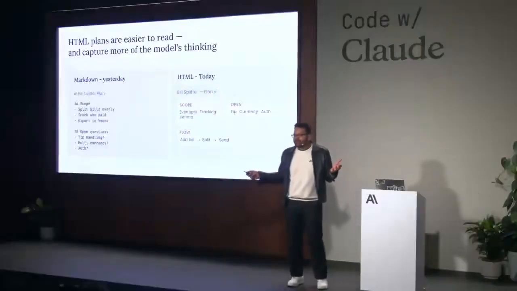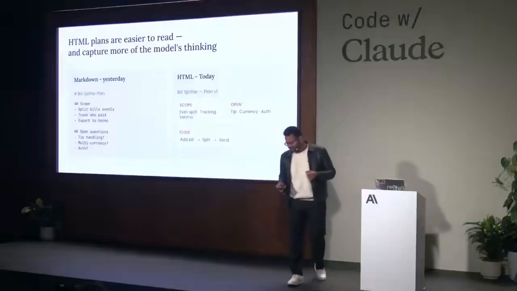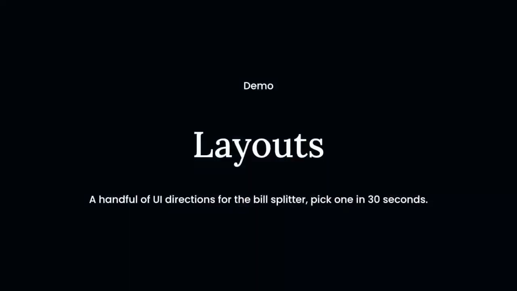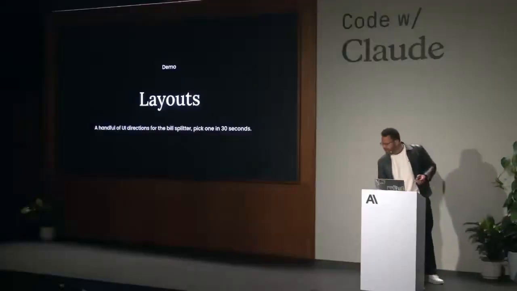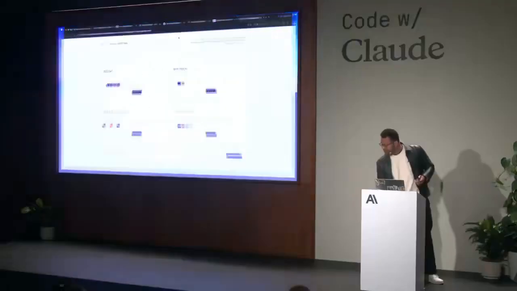And especially if Markdown files get more than about 200 lines long, it's unlikely you're going to read them, and certainly unlikely that your colleagues are going to read them. Before we started here, I had Claude with Opus 4.7 generate a few examples for me of what this could look like with my bill splitting app. And we'll look at those now. So we have them here.